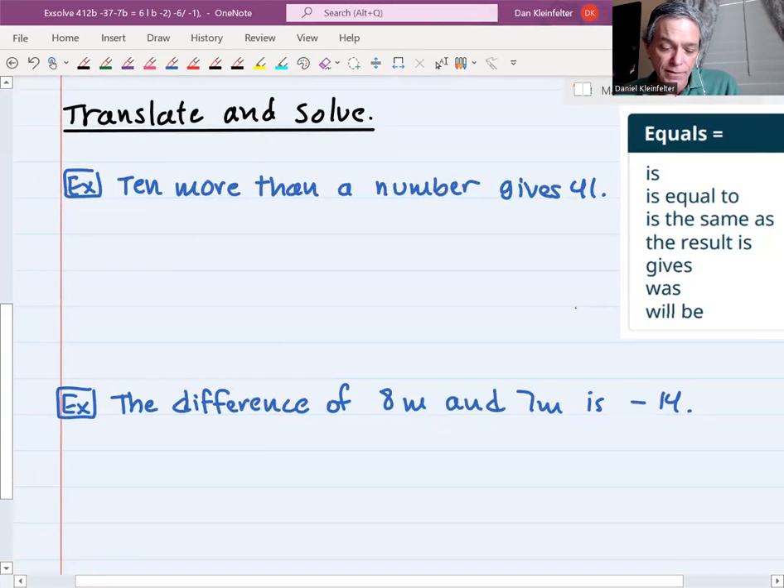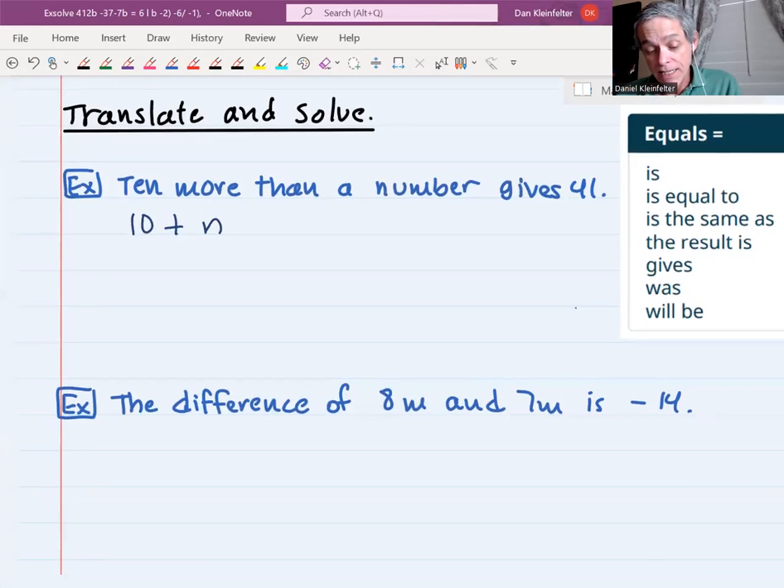Okay, 10 more than, that's 10 plus a number. I'm going to use n to stand for a number. "Gives" is where my equal sign will be, and then 41. I just chose n here because it's the first letter in the word number. If you used a different variable, that's okay. So 10 plus n equals 41.